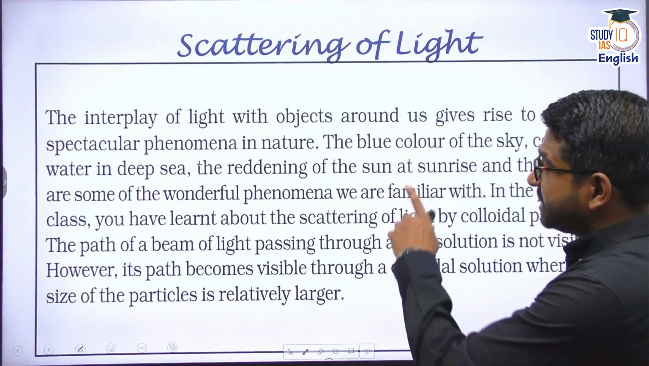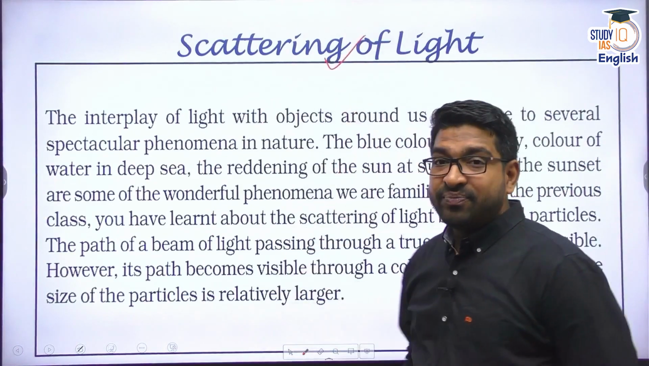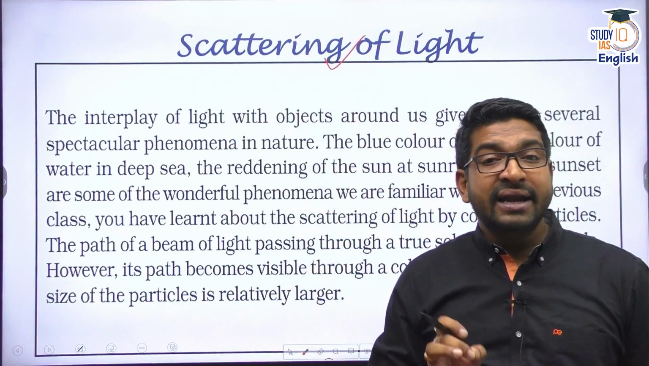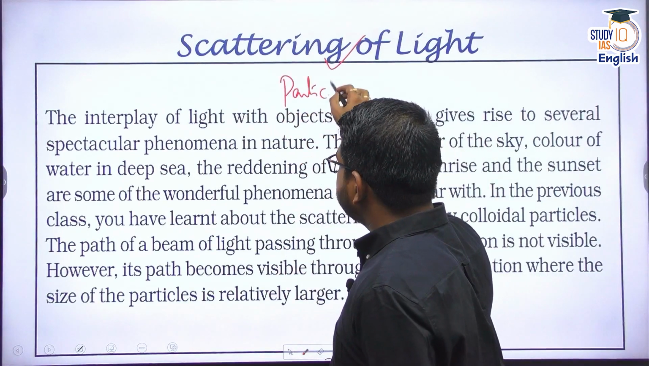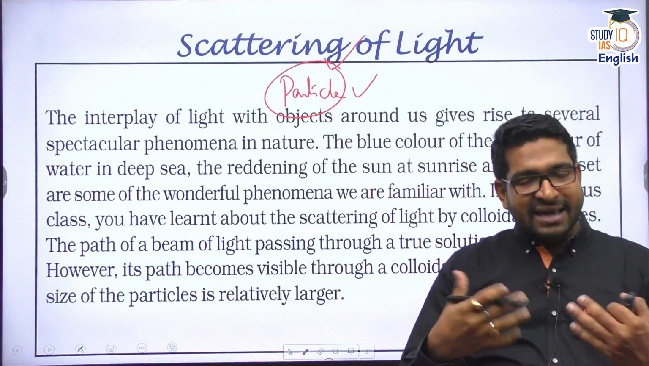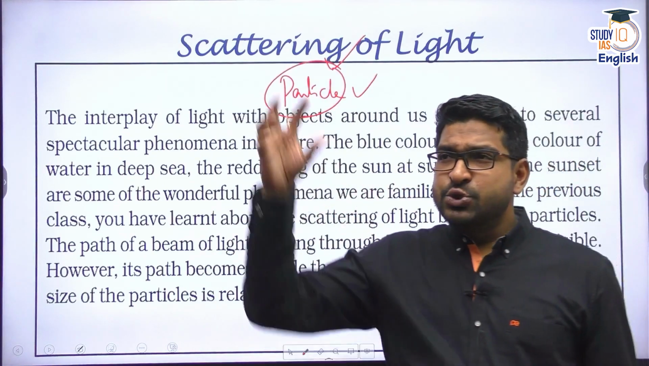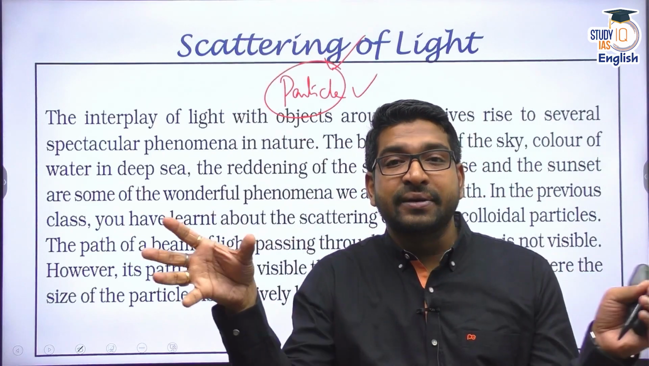Apart from this, we also talk about scattering. Light, when it enters the atmosphere, is scattered. Light interacts with different particles. Now our atmosphere has different particles. It has dust particles, it has gas molecules, etc. So light interacts with these impurities, dust, and light is scattered.